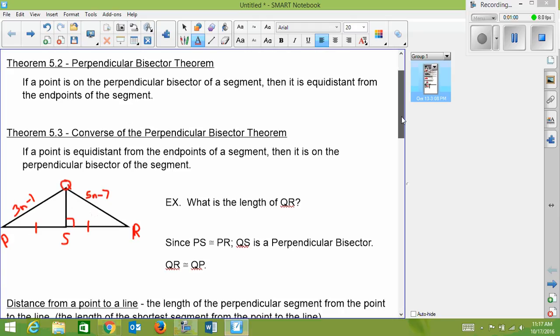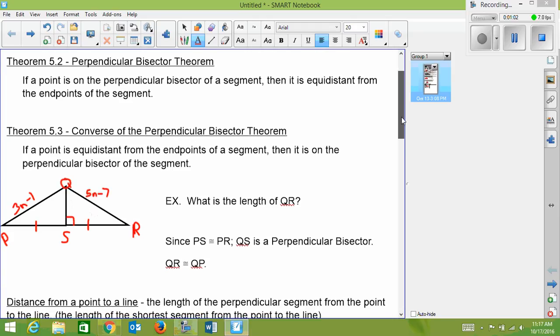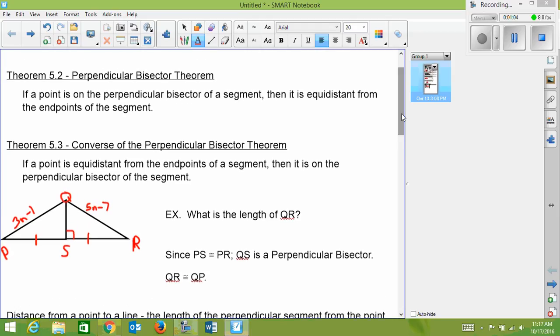What is the length of QR in my example? So Q to R is here. Because I know that these two are equal, and these are 90-degree triangles here. So since I know PS is equal to PR, QS has to be the perpendicular bisector then. And because it is, that makes QR and QP equal to each other.